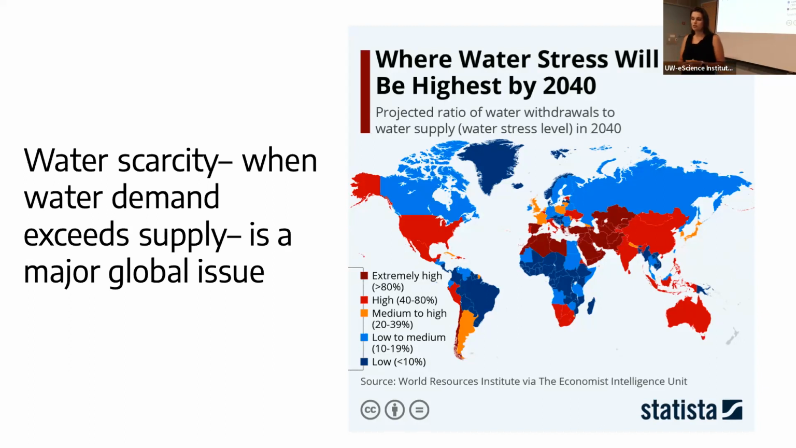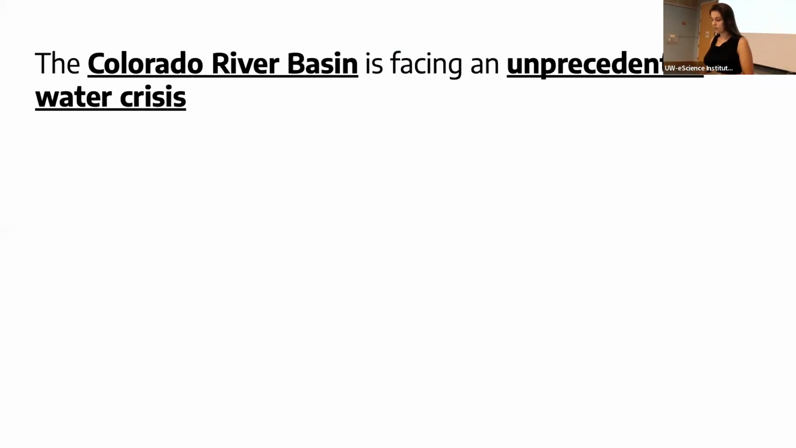Water stress is defined as the projected ratio of water withdrawals to water supply. And many of the countries, as you can see on the map in the mid-latitude area of the globe, are projected to have high or extremely high water stress levels. Some key drivers of water scarcity across the globe include climate change, population growth, pollution, and inefficient water management practices. The Colorado River Basin is a more specific example of an area that's facing significant water scarcity.